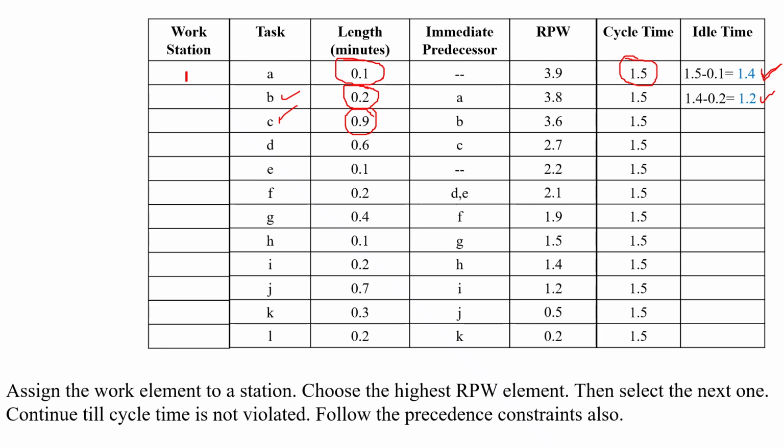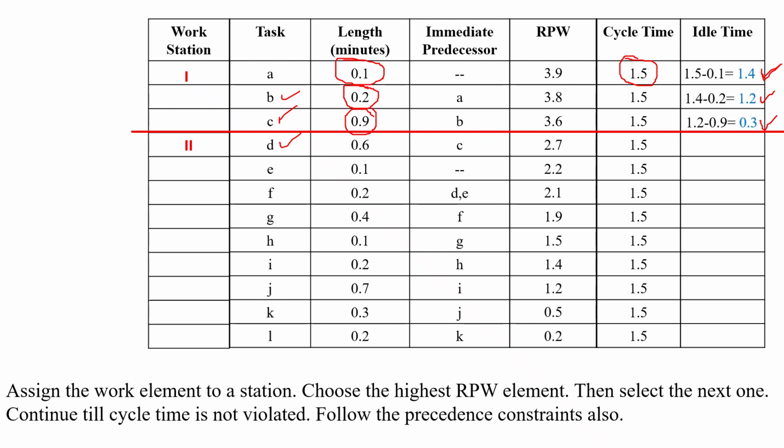After adding the task C in the first station, idle time will become 1.2 minus 0.9, which is 0.3. So next we have to move to the next task, that is D. Here processing time is 0.6 but idle time is 0.3 only. So in this regard we can't add the task D in workstation 1. So we have to close workstation 1, then start workstation 2 with the task D.